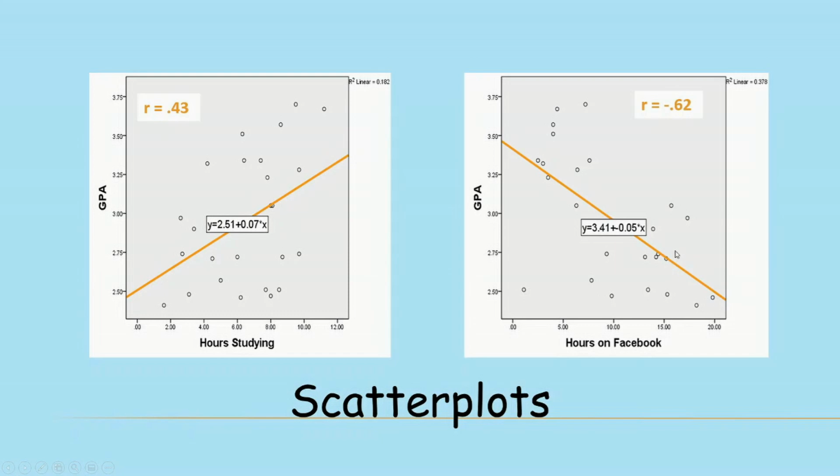So remember, when the points are closer together, they're a little bit thinner, and that's when we get a stronger relationship. We have our higher R, or our higher R squared. I do not get paid enough to say that twice. That was painful.